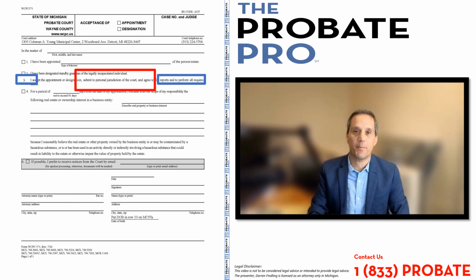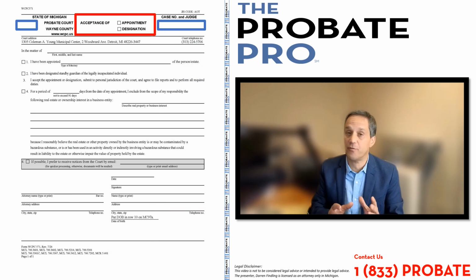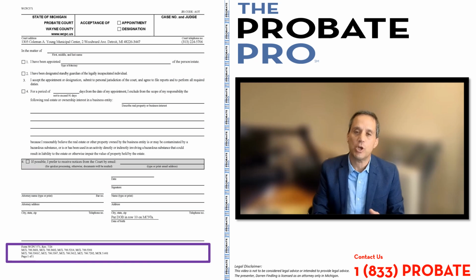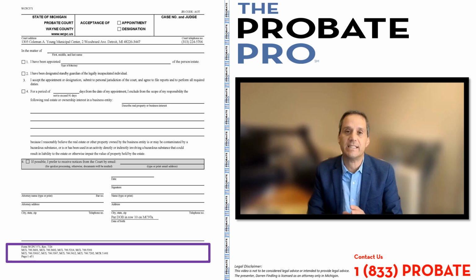The acceptance of appointment or designation for the Wayne County Probate Court. Hi, I'm Darren Findling of the Probate Pro Law Firm, and we're going to cover Form WCPC 571. This form is used for the Wayne County Probate Court for the appointment and/or designation of a fiduciary. WCPC stands for Wayne County Probate Court; 571 is the form number.